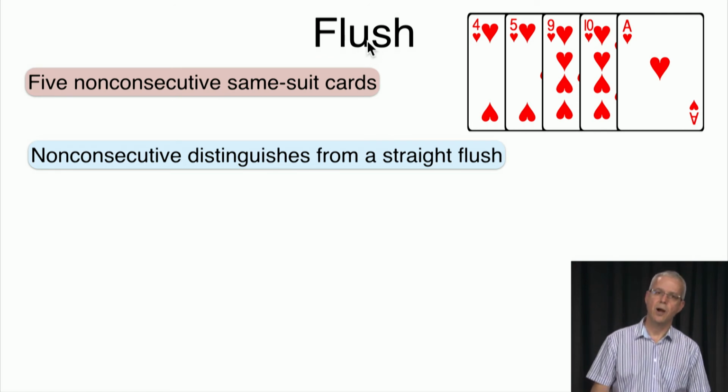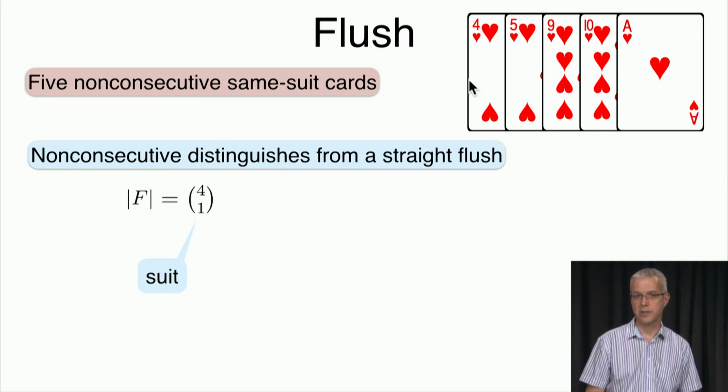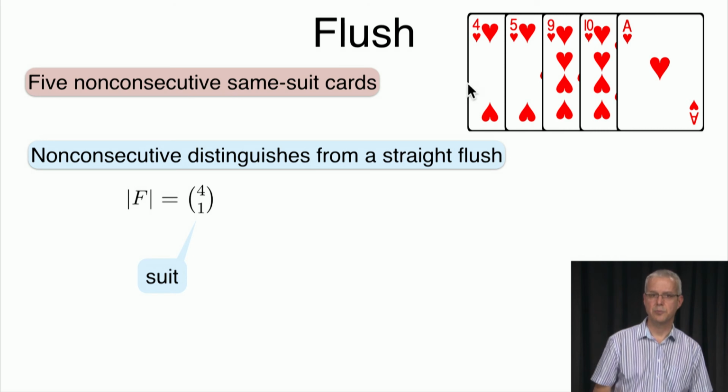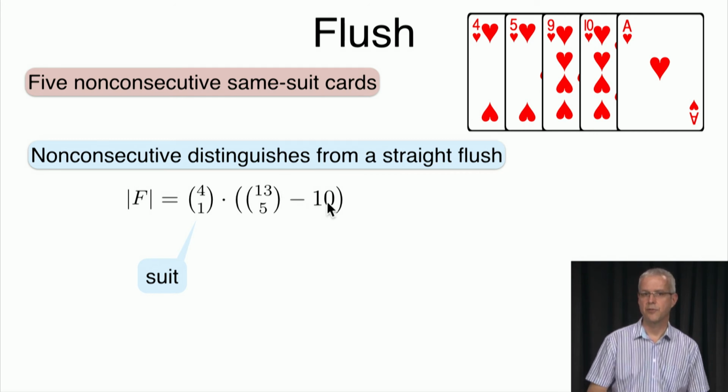Okay, so how many flush hands are there? Well, we need to pick the suit. For example, hearts here, and there are 4 suits. We need to pick one. There are 4 choose 1 possibilities. And then once we pick the suit, we need to pick the 5 cards of all the cards of the same suit. Remember, there are 13 cards of any given suit, and we need to pick 5 of them. So that's 13 choose 5. But the 13 choose 5 also includes the consecutive hands. So we need to subtract that. So we need to consider 13 choose 5 minus the number of consecutive hands of the given suit that we had chosen.